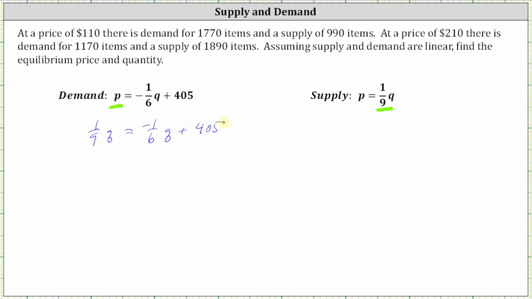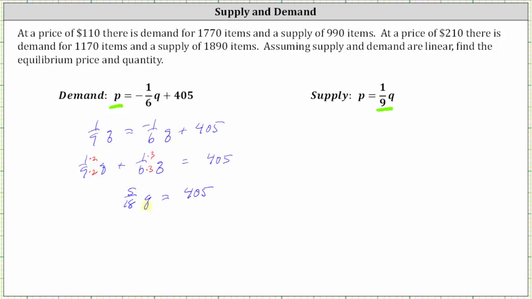Let's get the Q terms on the same side by adding 1/6 Q to both sides, which gives us 1/9 Q plus 1/6 Q equals 405. We now need to add the fractions on the left. The least common denominator is going to be 18. We multiply the numerator and denominator of 1/9 by 2 and multiply the numerator and denominator of 1/6 by 3. Notice we have a common denominator of 18. We have 2/18 plus 3/18, which is equal to 5/18. This gives us 5/18 Q is equal to 405.